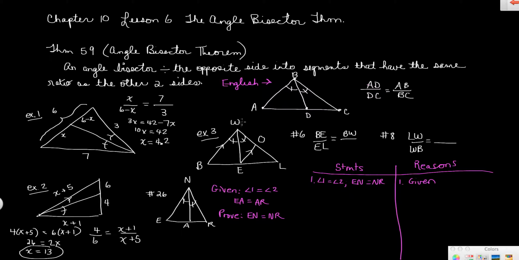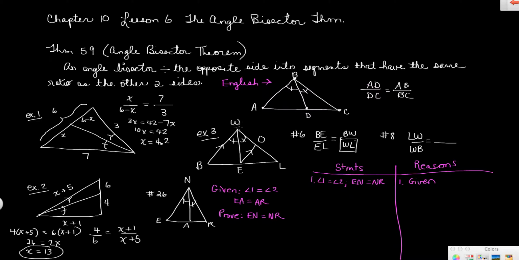Okay, example 3. This is number 6 from your book. They're just asking you what would go in this box right here. So we have BE, EL. These are so easy. Well, BE would go with BW, so EL goes with WL. And that's it. I know, it's a little ridiculous. And let's just try one more. LW over WB, oh, they're mixing it up for us, this is tricky.